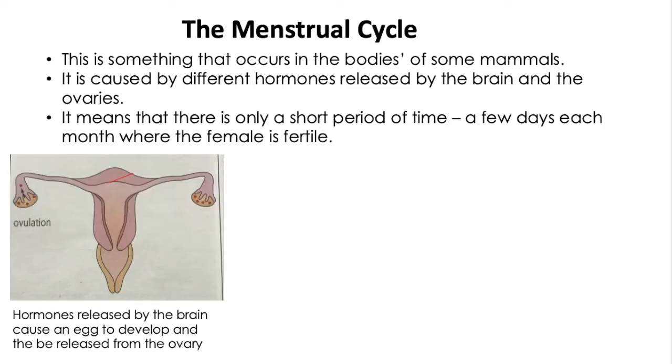So there's these different stages. There is ovulation. So ovulation, you need to know that term. It's for when there is an egg cell released from the ovaries. Okay, so ovulation is when an egg cell is released from the ovaries, and you've written in the task from last lesson that this only happens once a month. Okay, hormones released by the brain cause an egg to develop, and it is then released. It can then be released from the ovary.